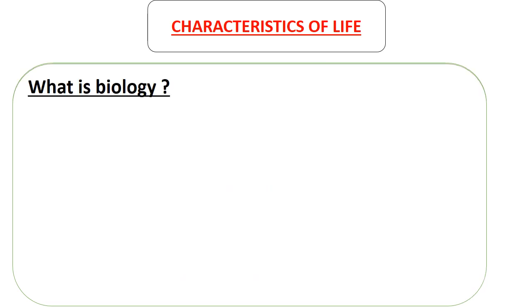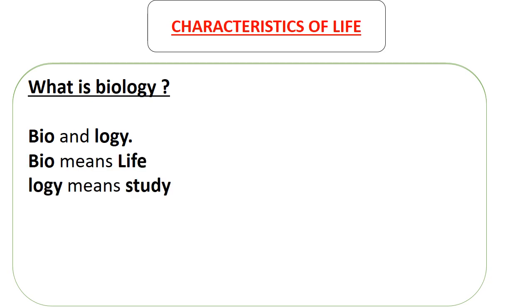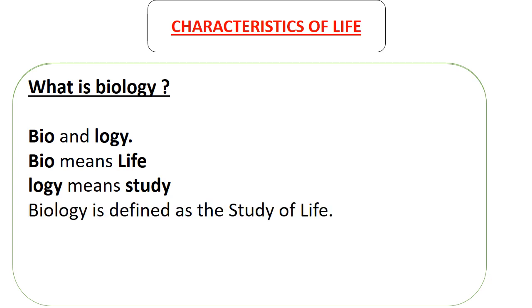So, what is biology? Biology is made of two words, bio and logy. Bio means life, and logy means study. If you read anything that has logy at the end, it usually has to do with studying something. For example, technology is the study of technical things. So, biology is defined as the study of life.